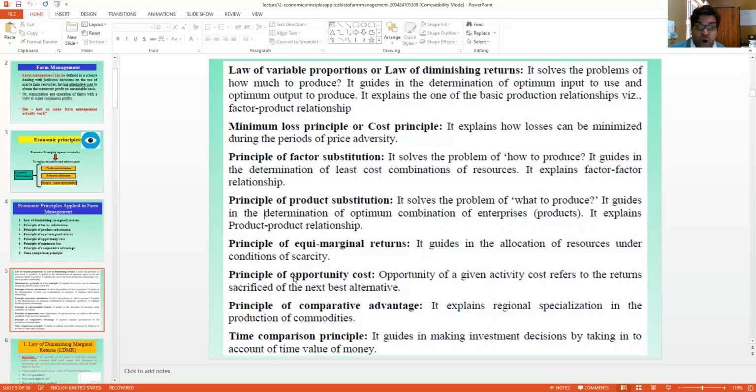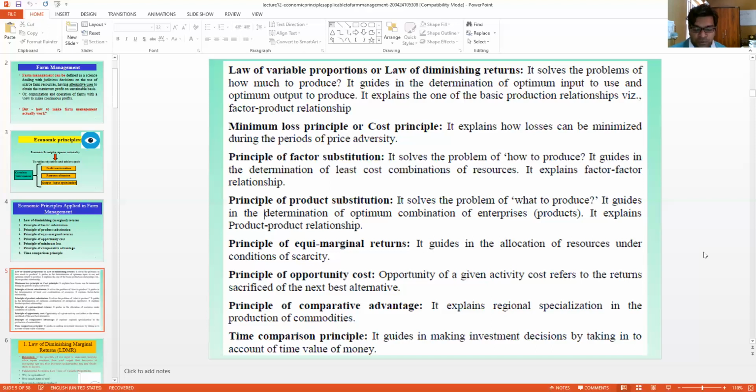Then the principle of opportunity cost. What is opportunity cost, which we have seen? Opportunity cost is the cost of what? Returns foregone of the next best alternative. So we have seen five words, which recurred: returns foregone of next best alternative. That is what opportunity cost is. So you have to choose an enterprise in such a manner that the opportunity cost is minimum.